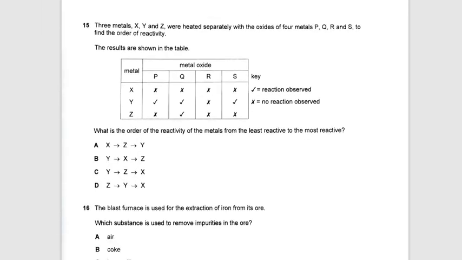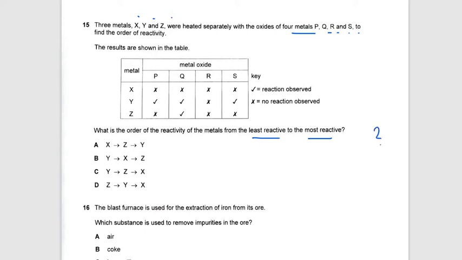Now let's see question number 15. Metals X, Y, Z were heated separately with the oxides of 4 metals P, Q, R, S. Find the order of reactivity, meaning which is least reactive and which is highly reactive. So in this question, very important, you have to read what order they want: least reactive to most reactive, or most reactive to least reactive. If you read, they ask least reactive to most reactive. It means least reactive will be first.